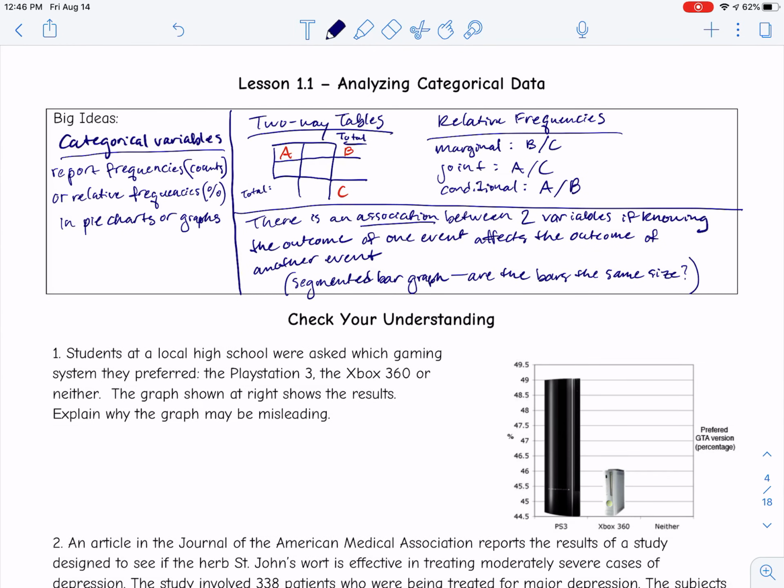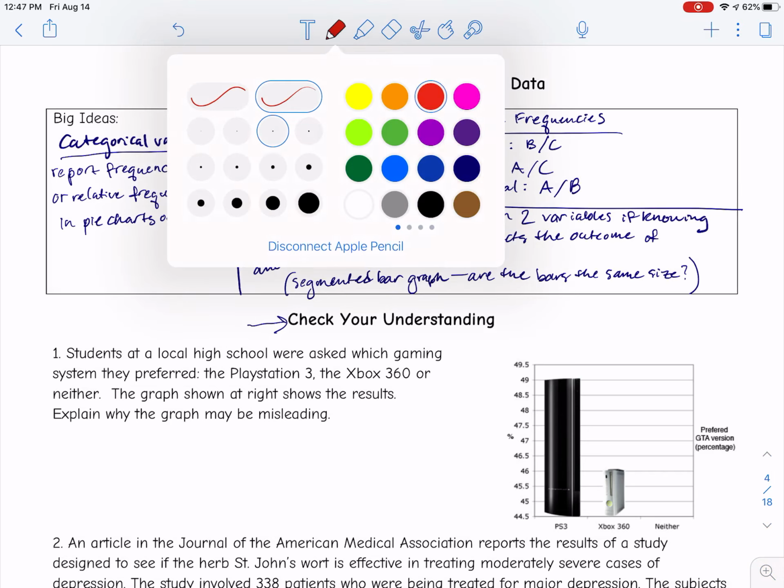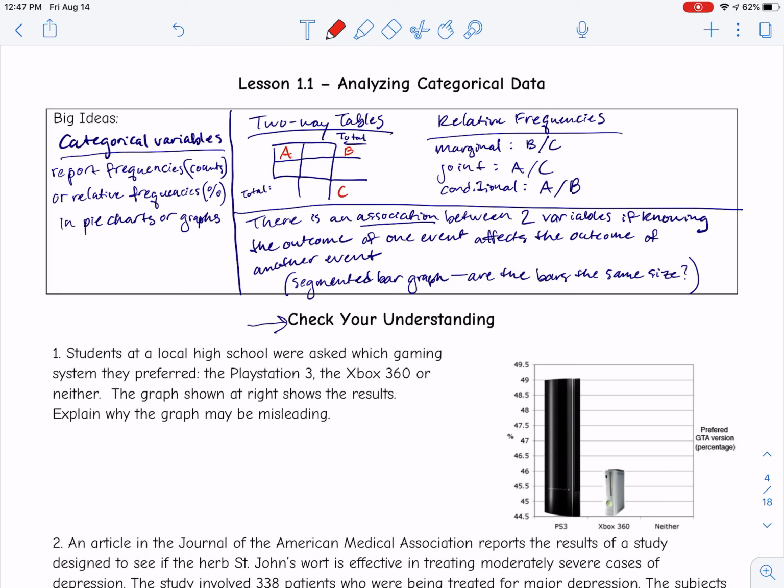Now you'll want to go ahead and write these down. These are your big takeaways, and they'll help you to complete the check your understanding on your own. So let's review what we've gone through. Categorical variables, we talked about these in lesson 1.1, but expanded on them further here. You can report frequencies as counts or relative frequencies. We looked at both graphs and pie charts, okay?